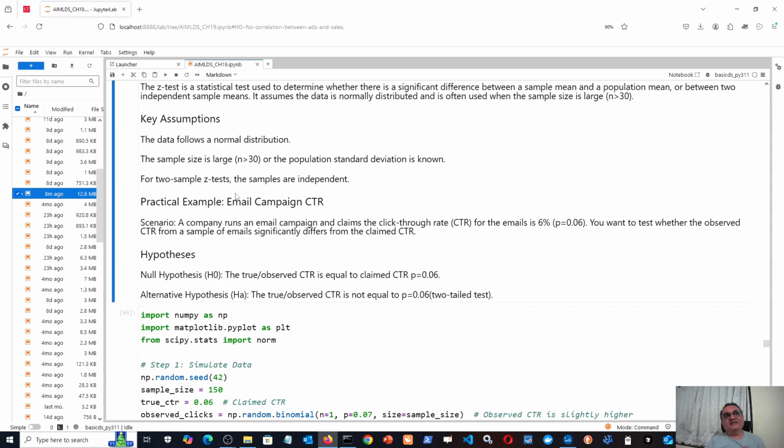Now let us take one practical example. A company runs an email campaign. Now normally no large company runs its email campaign itself.